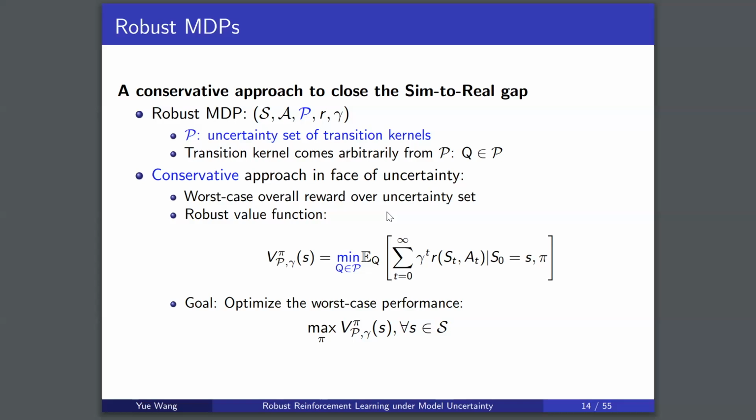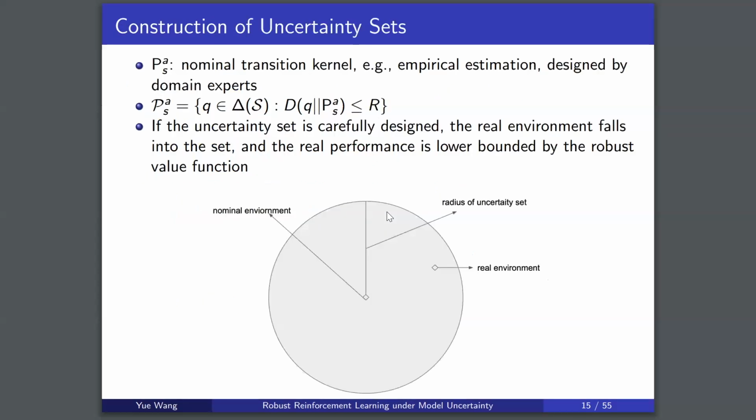So the goal of robust reinforcement learning is to optimize this worst-case performance. Here, let's talk about how we construct such an uncertainty set. We first have some nominal transition kernel, from, for example, empirical estimation or designed by domain experts, which is shown at this point.